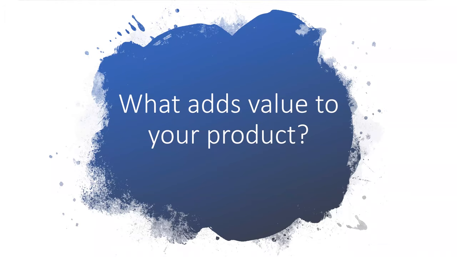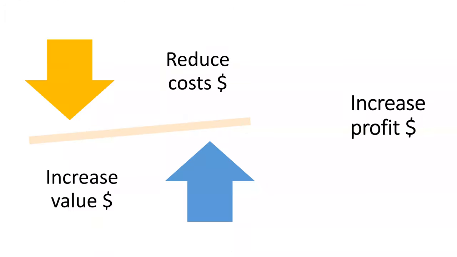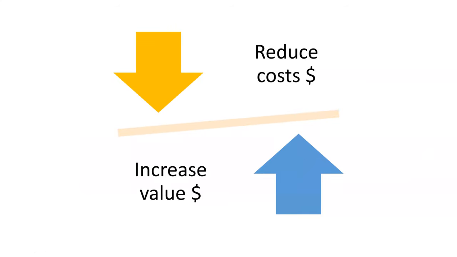Okay, so what adds value to your product? Porter's thinking was that we should look to reduce costs and increase value that will increase our profit. So either you look at your activities and look how you can reduce costs against those activities, or look to increase value in those activities, and either of those approaches will increase your profit.